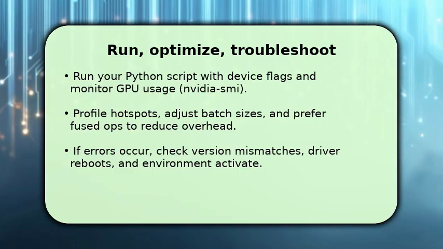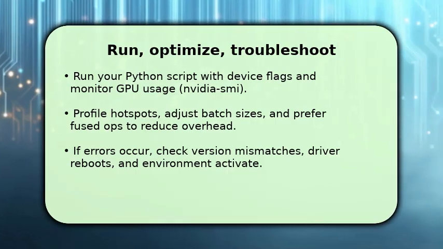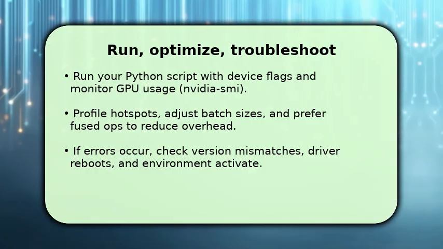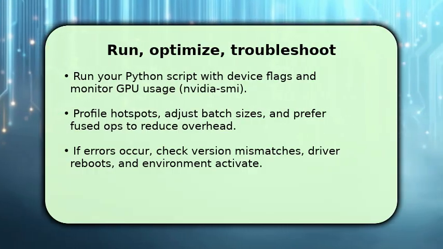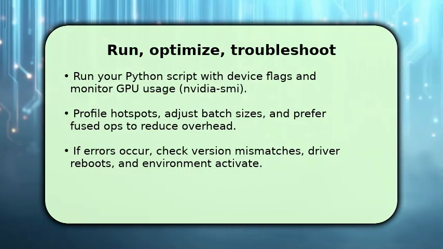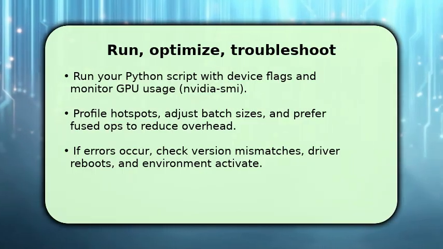Finally, execute your Python program explicitly targeting the GPU and monitor usage with tools like NVIDIA SMI so you can see memory and compute utilization. Once running, profile to find bottlenecks, tune batch sizes, and use library-specific best practices. For instance, pinned memory or fused kernels to improve throughput.